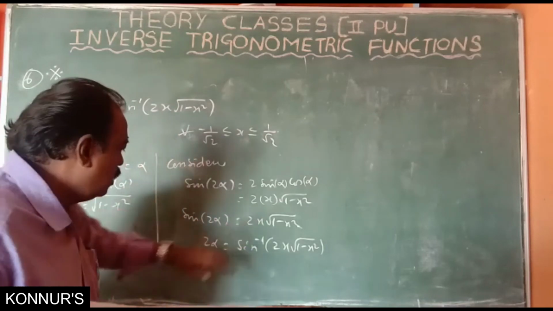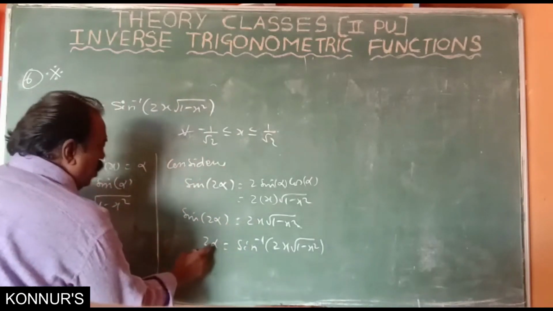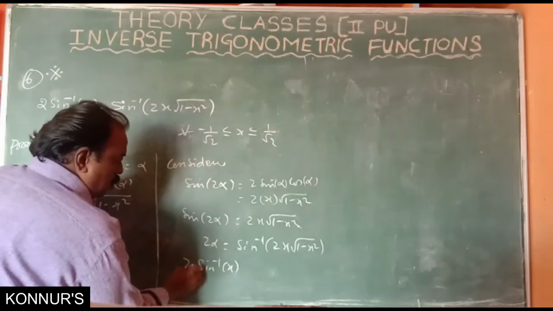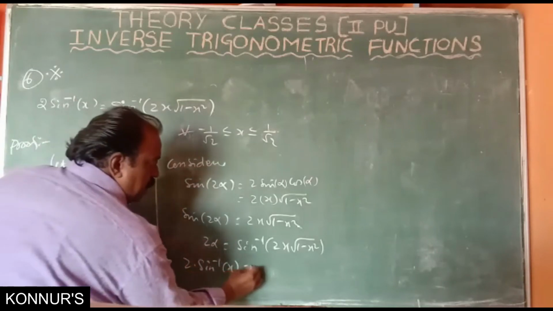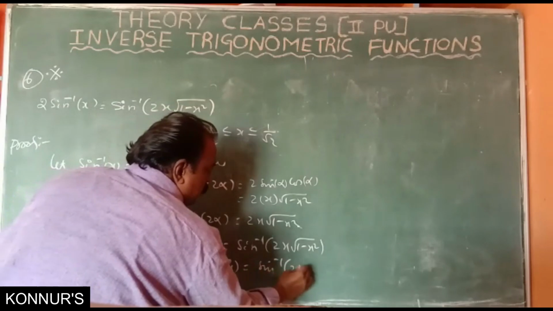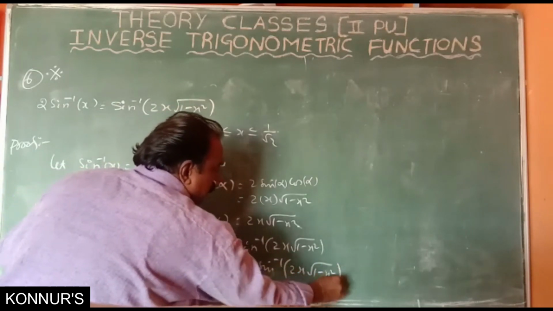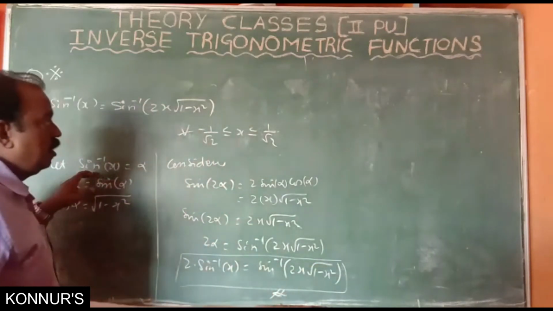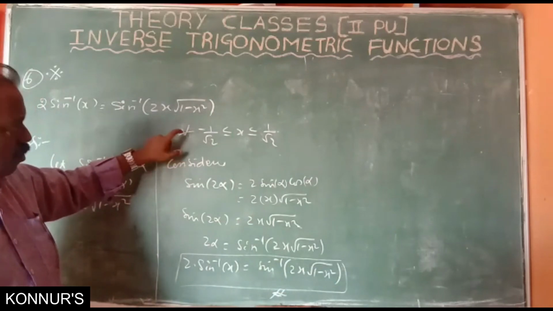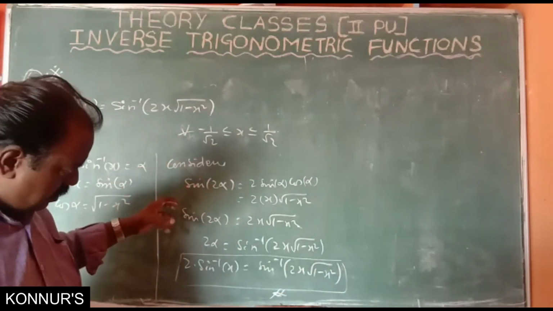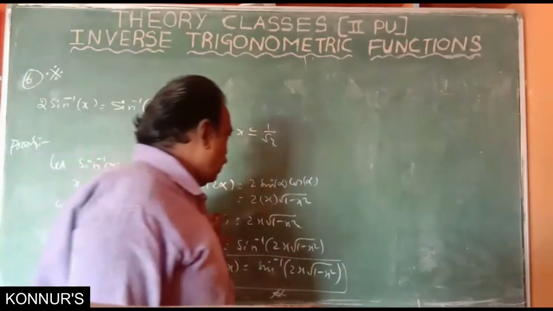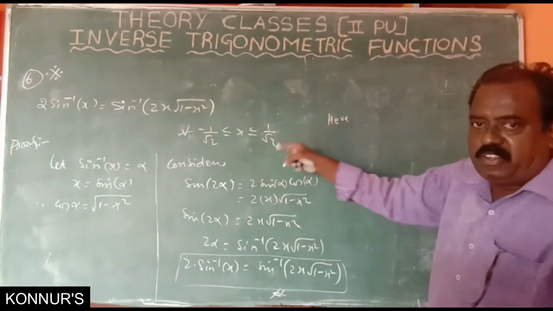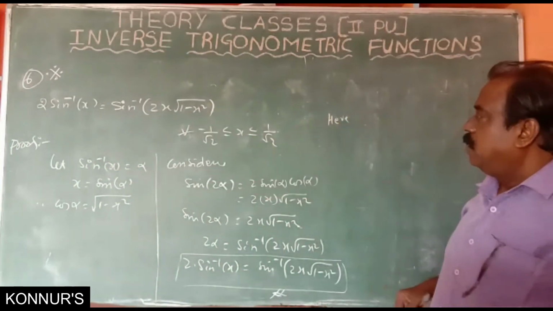What is alpha? Alpha is sine inverse x. So 2 sine inverse x is equal to sine inverse 2x root 1 minus x square. Is it clear? But with this condition, how is it followed? Some addition is there. Here you have to mention this one also. It is also included in the proof.